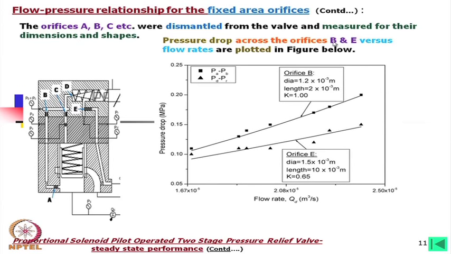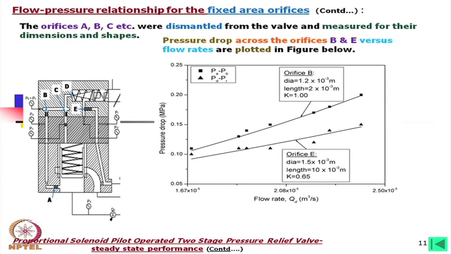Pressure drop across the orifice B and E, you see across the B and E, flow rates are plotted in this figure. If we look into this, this is the orifice E and this is the orifice B. Okay. Now, here one interesting point is that we found that E is having different dimensions than B, however, A was having the same dimension as B.